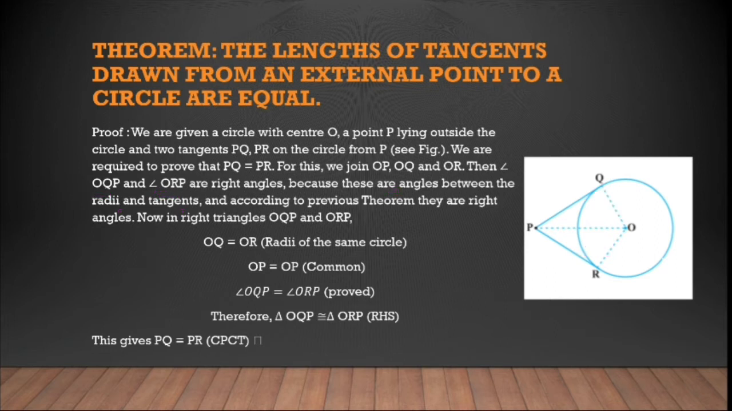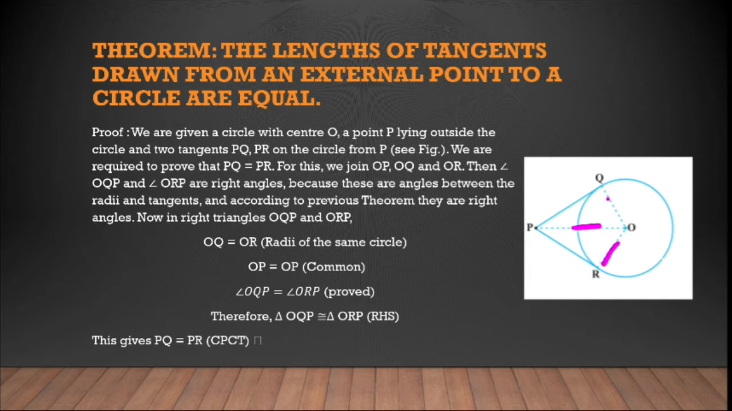Now we will take triangle OQP and triangle ORP. If you take these two triangles, OP is the common side. This angle is equal to this angle, and these two sides will be equal. Why? Because they are the radii of the circle. So you are getting that this is the common side.